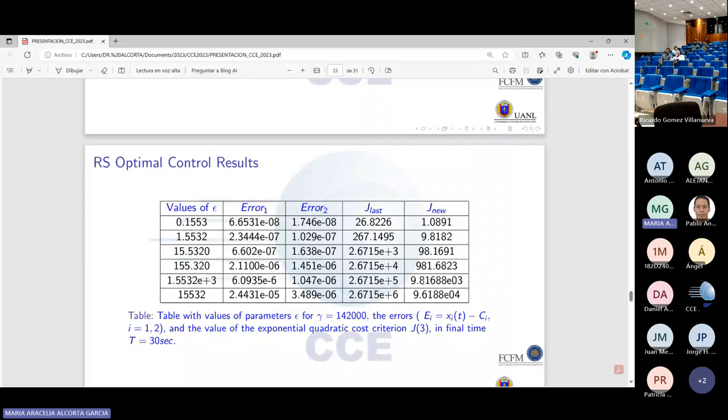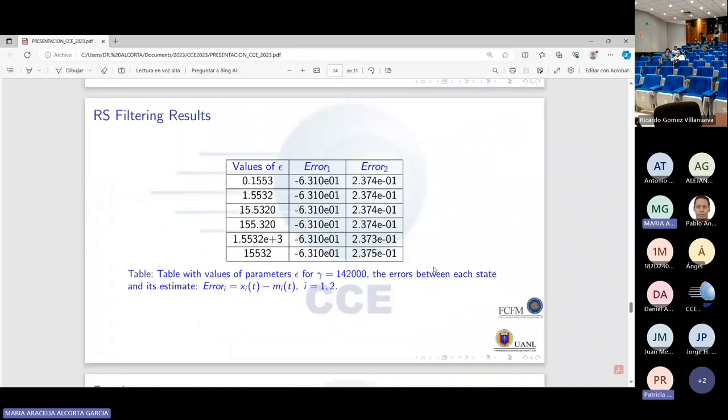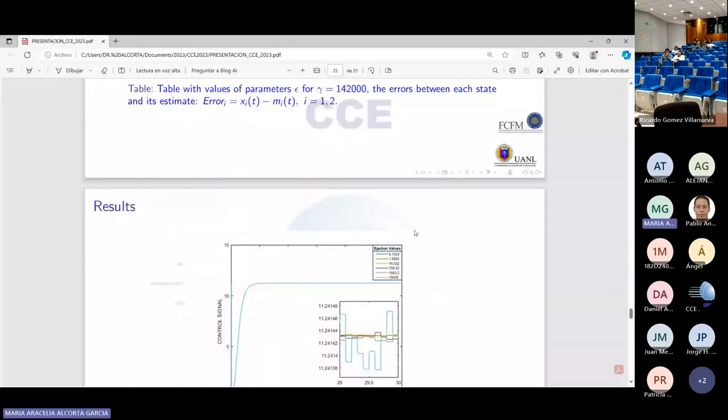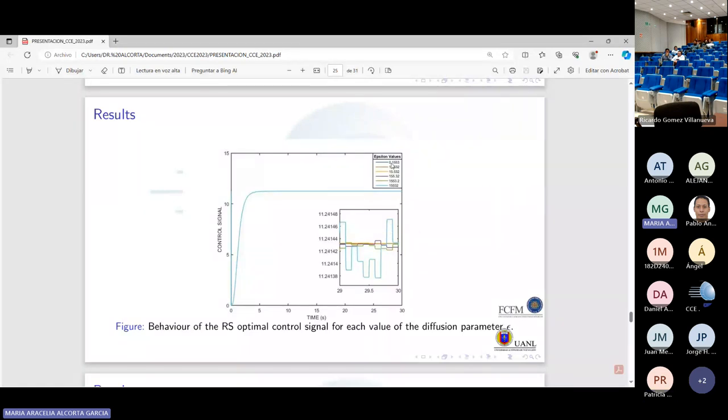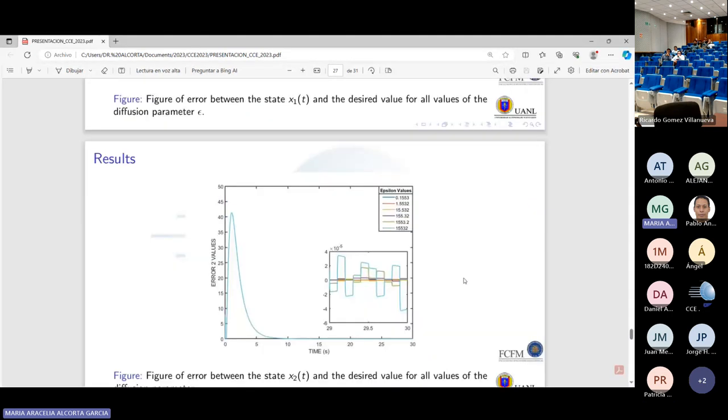For the risk sensitive filtering results, we have table two. In a similar form, we have the same values of epsilon and error one and error two, where the errors are the difference between the state and the corresponding estimate. The errors are small. In the graphics, you can see the behavior of the control signal for each value of epsilon. In the scope, you can see that there is a variation, but the range of variation is small. In the same form for error one, in the scope you can see the variation around zero, but the range is small. And similarly for error two.